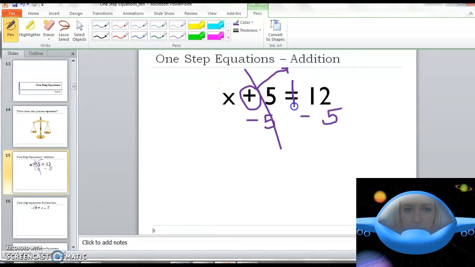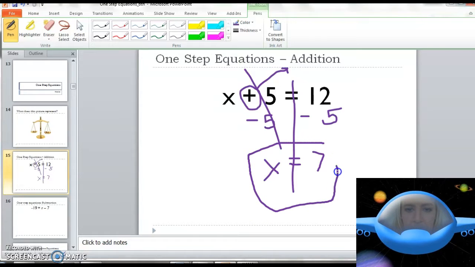And again, some of you used to like to draw the line down the middle in order to balance it out. On this side of the equation, I'm left with x equals, and 12 minus 5 is 7. So x is equal to 7. X is what we plug in for 7 in order to balance this side of the equation.